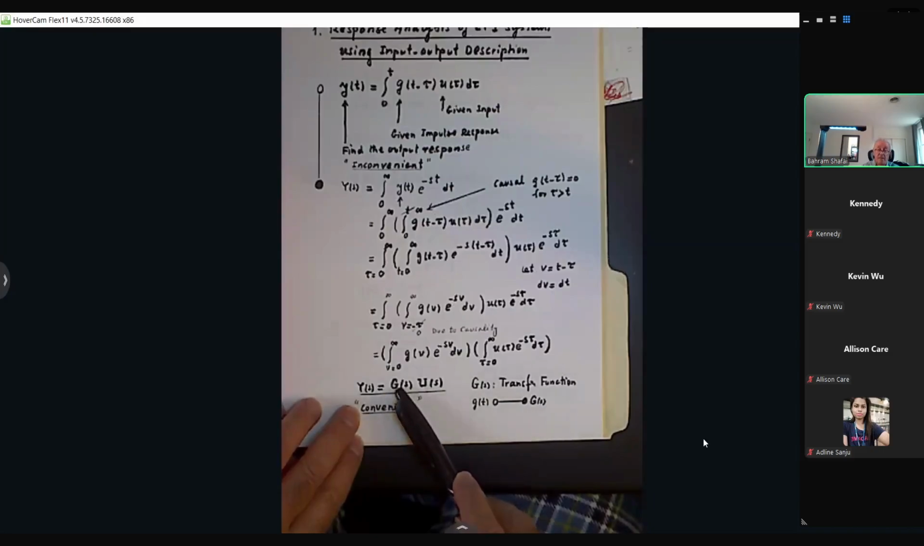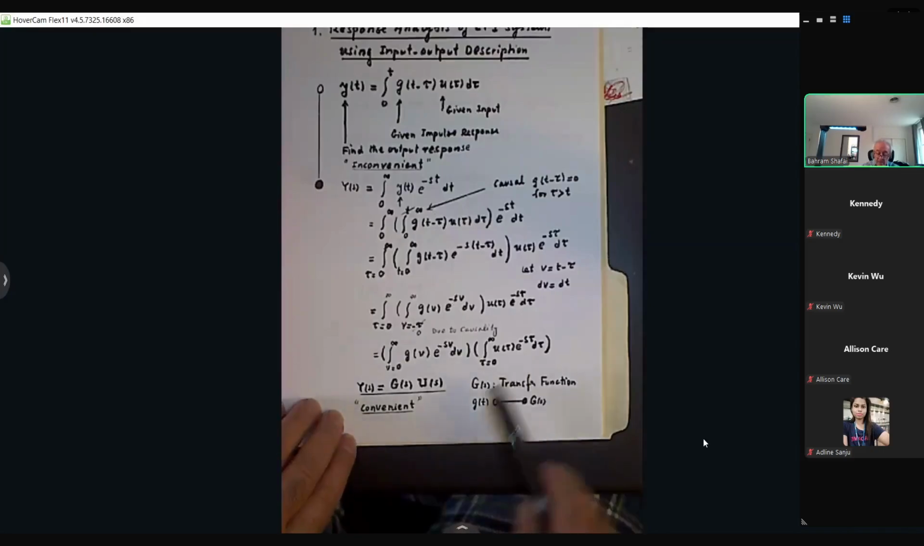You can put it in the Laplace domain. The product can be the output in the Laplace domain. Once you have that, you can find y of t. Note that the g of t in the time domain gives you the transfer function. So the Laplace transform of the impulse response is the transfer function.